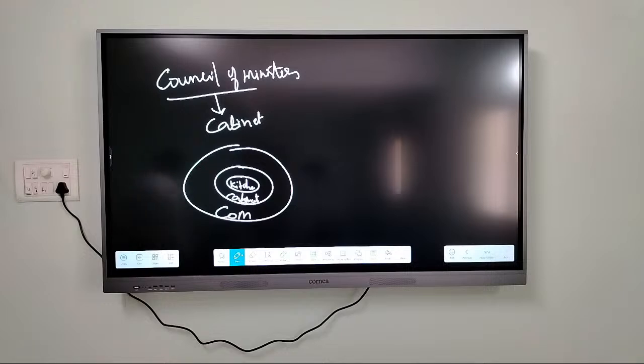Right? So definitely, this core cabinet is sometimes also called the super cabinet, right? It is also called the super cabinet. So kitchen cabinet, core cabinet, super cabinet, right? And there is even another term called shadow cabinet.